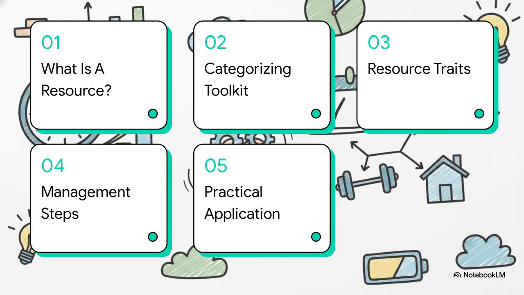Here's our roadmap for today. We'll start with number 1, what is a resource? Then 2, categorizing your toolkit. 3, traits of every resource. 4, the 5 management steps. And finally, 5, putting it into practice.